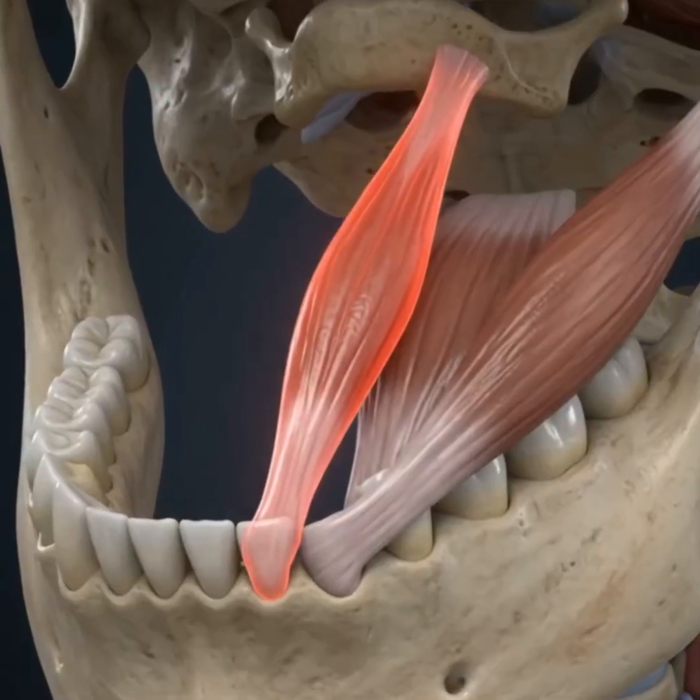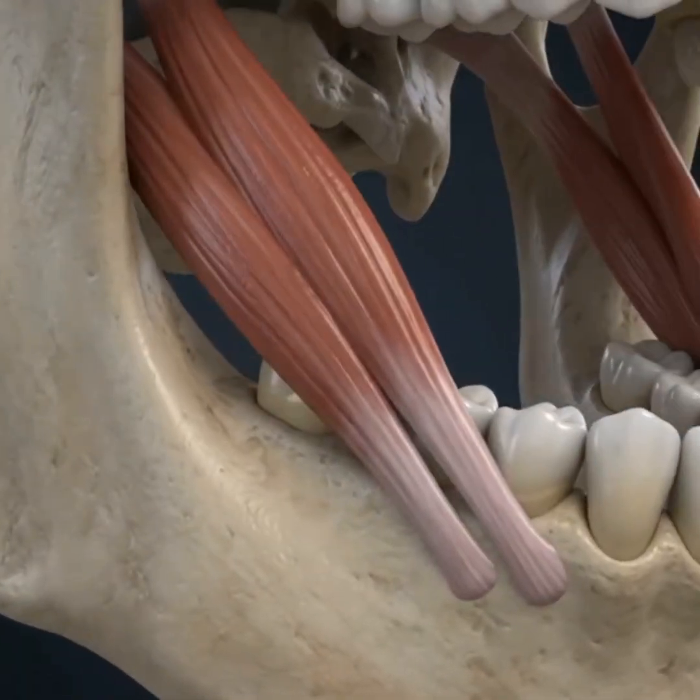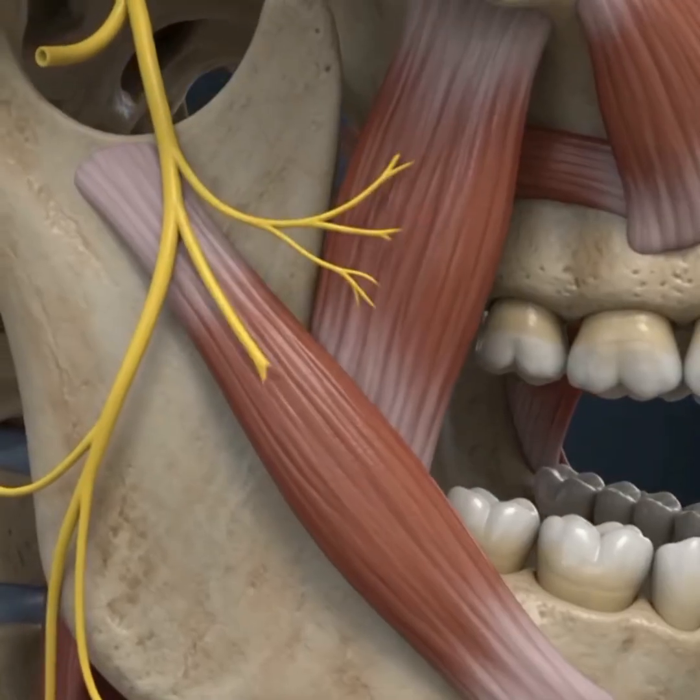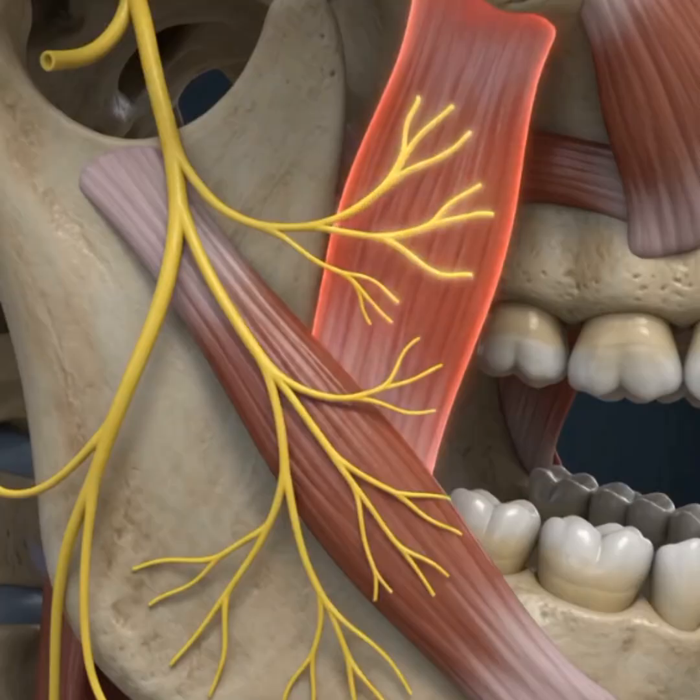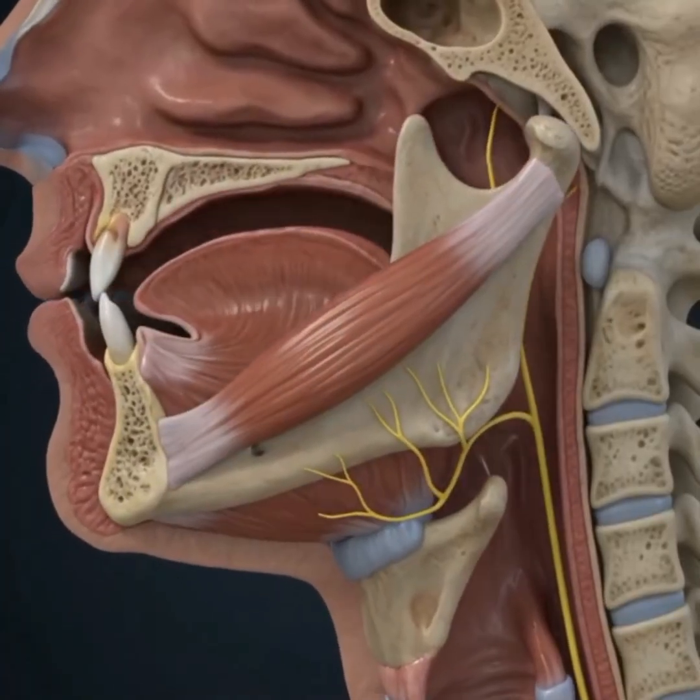The geniohyoid is a narrow, paired muscle. It runs from the mandible to the hyoid bone. C1 fibers hitchhike along the hypoglossal nerve to innervate it. It pulls the hyoid forward, expanding the airway.